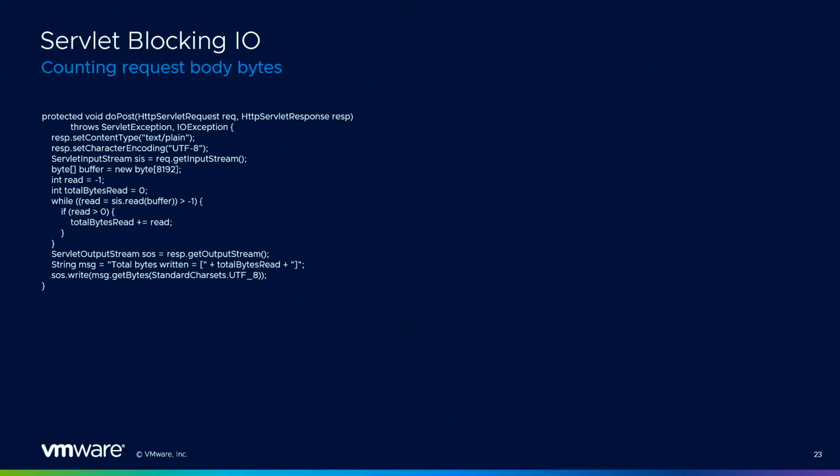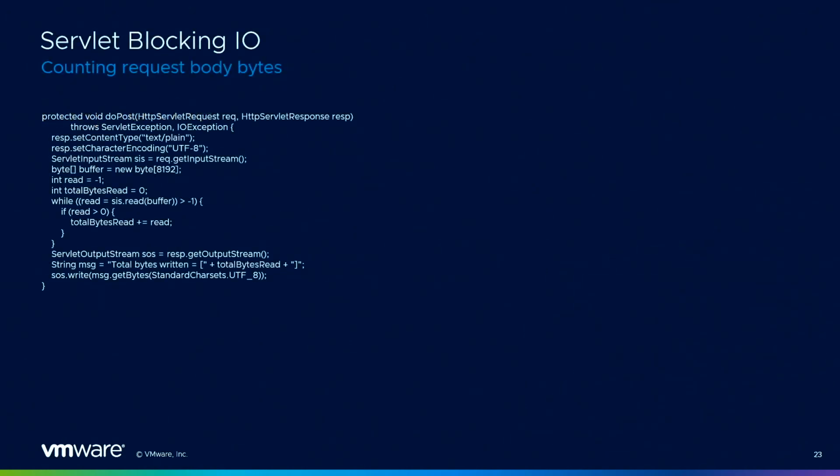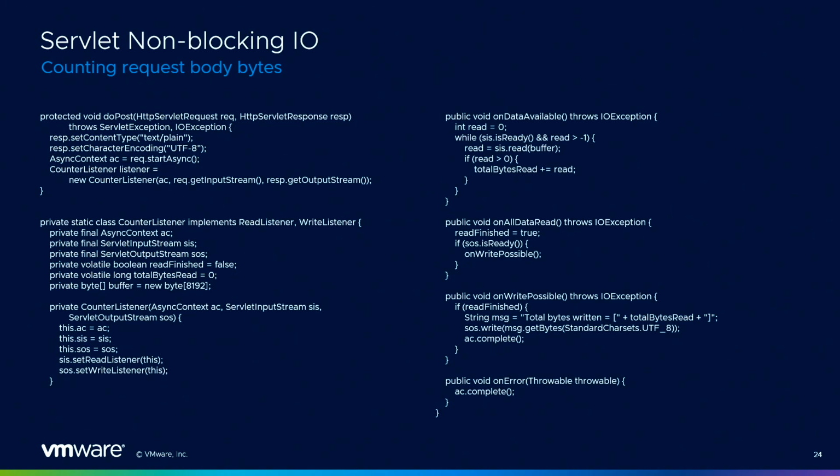What I've got here is the code you need to write if you use the servlet blocking I/O API, just to count the number of bytes in the request body. Don't worry if you can't read the code. That means you can't see my mistakes, but the actual code isn't the important bit, it's the volumes that matter. Because if I write that same code using the non-blocking API, it looks like that. Whoops, wrong way. Try that again. Like that.